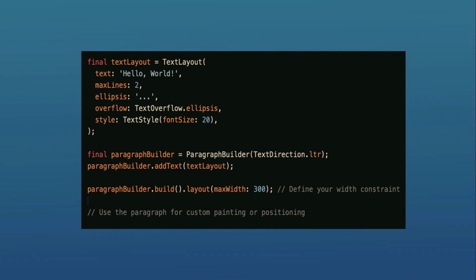Here we have used paragraph builder in order to set the direction of the text, to set the width of the text, and to add ellipses if the text overflows. By this way, we can use the builder on our text.